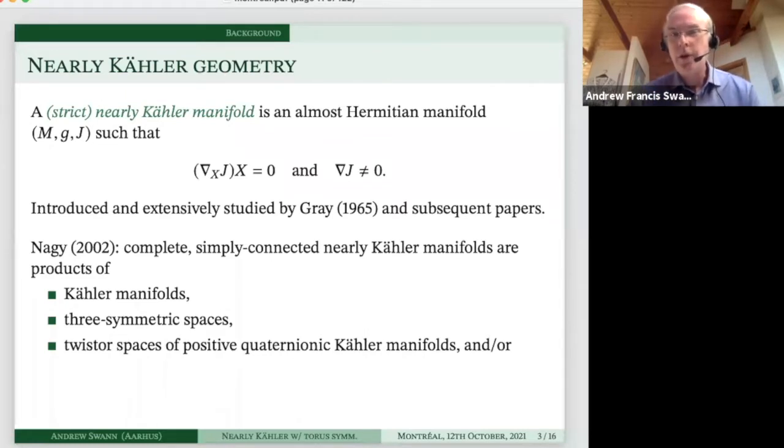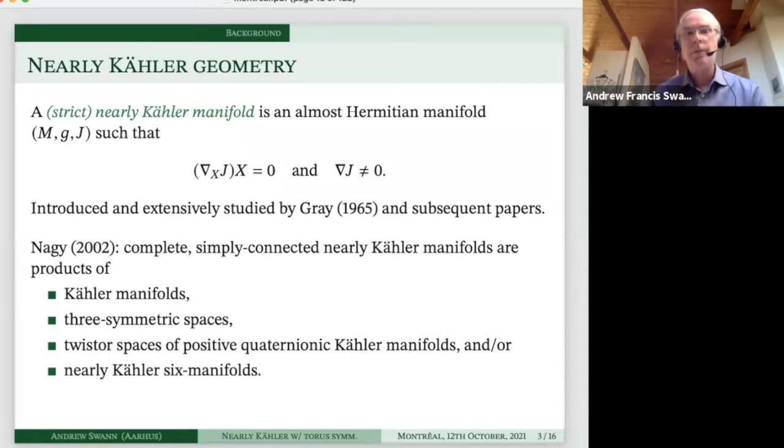twistor spaces of positive quaternion Kähler manifolds, and nearly Kähler 6-manifolds. So Kähler manifolds are a well-known class, of course, and they don't satisfy the strict condition. But when I take a product of a Kähler manifold with one of the other examples, I get a strict nearly Kähler manifold. Three-symmetric spaces are well-known analogues of ordinary symmetric spaces, and there are classification theorems for those. So they're homogeneous spaces with a symmetry of order 3. So there is a known list of those spaces, or known classification theory of those spaces.